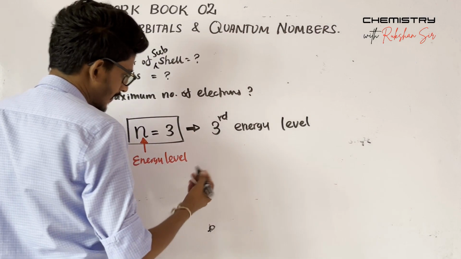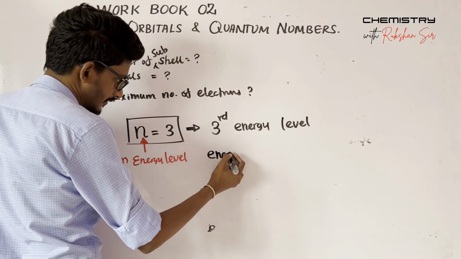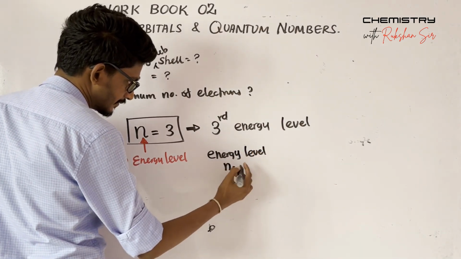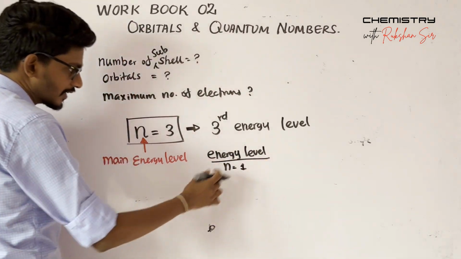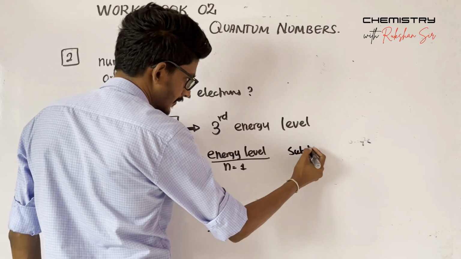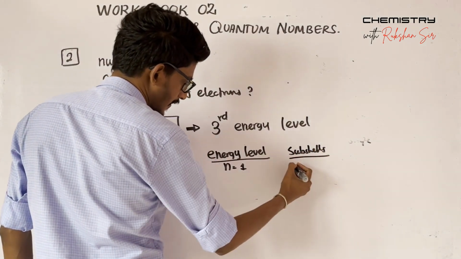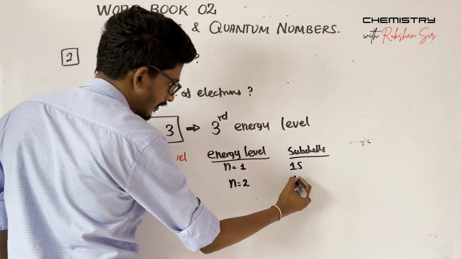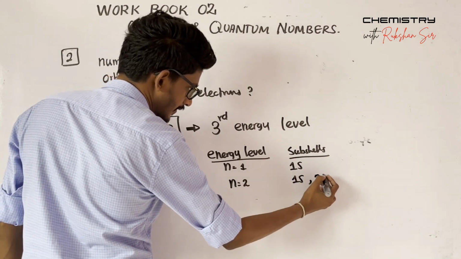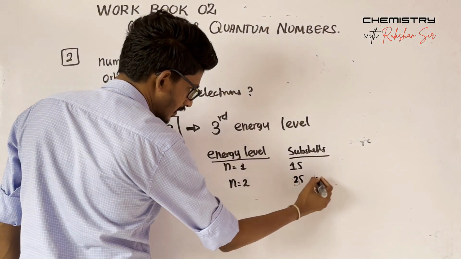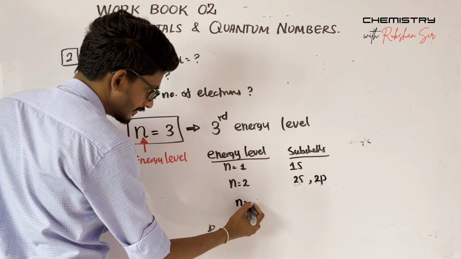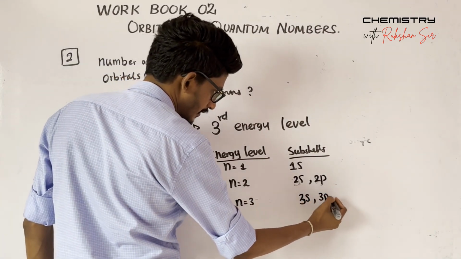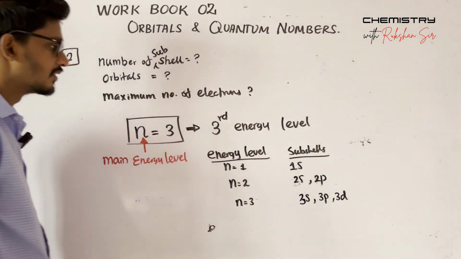So it's like this, no? The energy level, which is denoted by n: for the first energy level, the subshell present is only the 1s. For the second energy level, you have 1s, 2s and 2p. For the third energy level, you have 3s, 3p, and 3d. Those are the sub energy levels available.